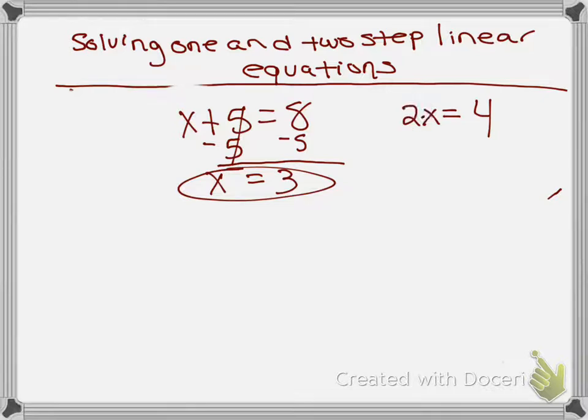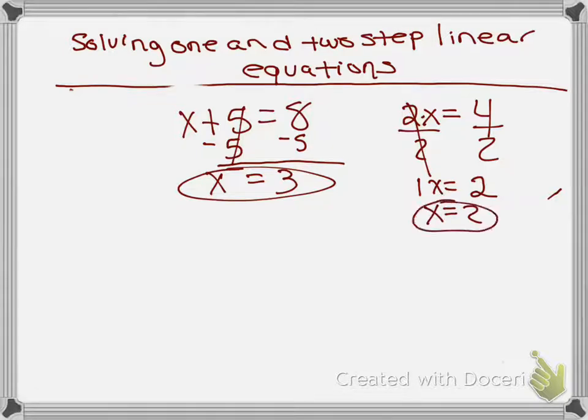I've got to do the opposite. I've got to divide by 2. And what I do to one side, I also do to the other. Right here, 2 divided by 2, that's just 1. So I have 1x equals, and 4 divided by 2 is 2. 1x equals 2 is your answer. But typically, you do not write the 1 in front of the x. You can just write x. That's your answer. So those are one-step linear equations.